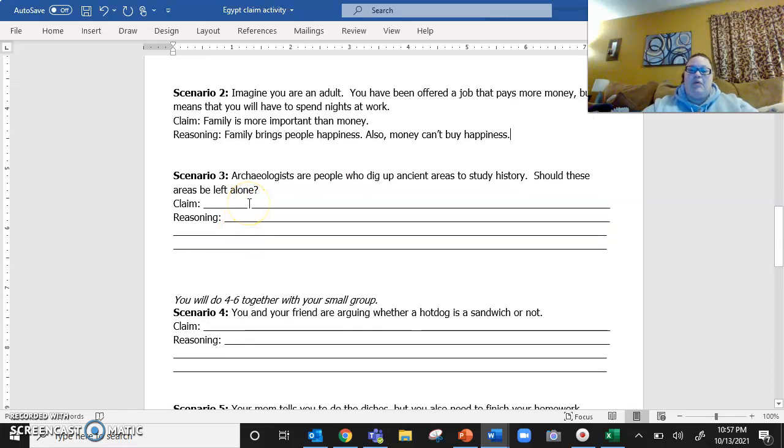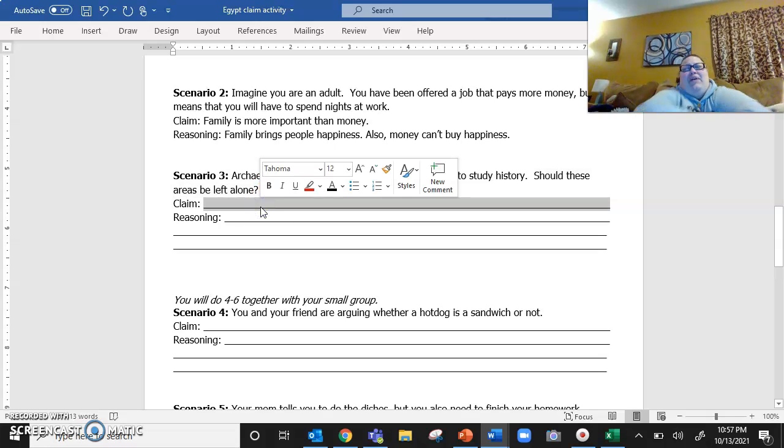And then number 3, the last one that we're going to do together before I just start reading them for you. Number 3, archaeologists are people who dig up ancient areas to study history. Should these areas be left alone? So the question that is being asked is, should these areas be left alone? This is a tough one. I am going to say that no, these areas should not be left alone, because there's no way for us to learn history unless we see how people lived and get information from where people actually were.